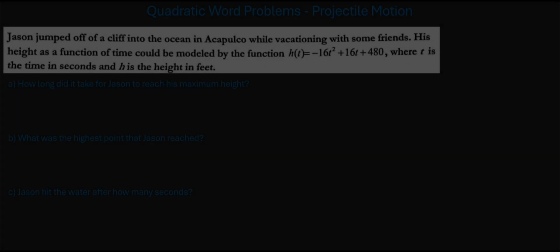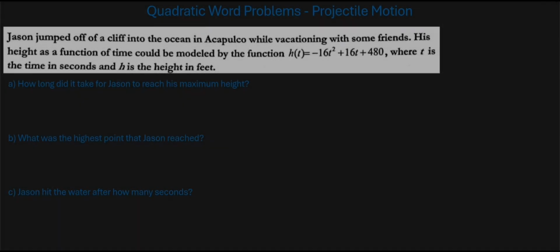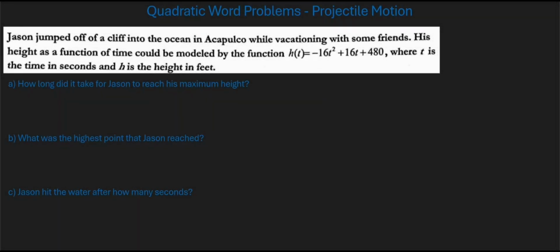Alright, so in this video, we're going to be solving quadratic word problems that deal with projectile motion. So, number one, Jason jumped off of a cliff into the ocean in Acapulco while vacationing with some friends. His height as a function of time could be modeled by the function h of t is equal to negative 16t squared plus 16t plus 480, where t is the time in seconds and h is the height in feet.